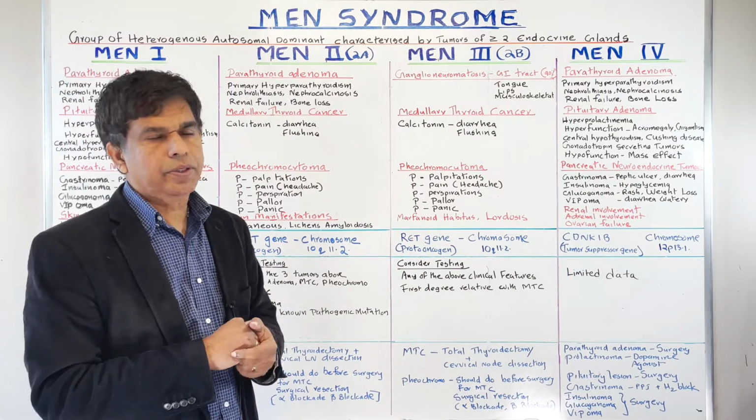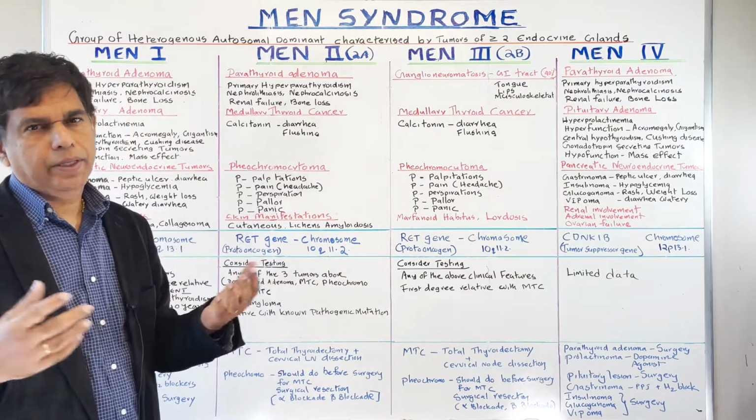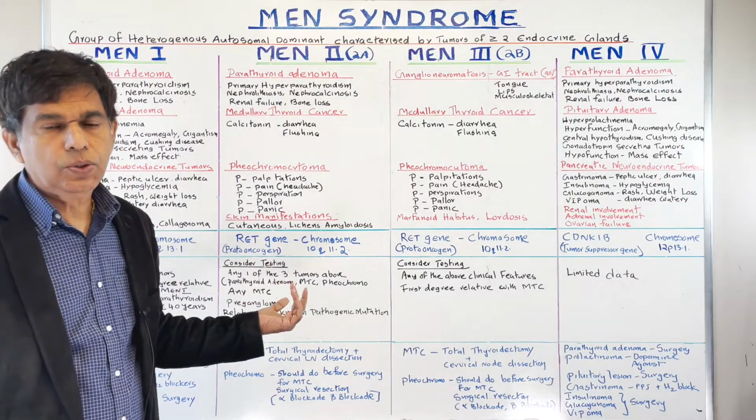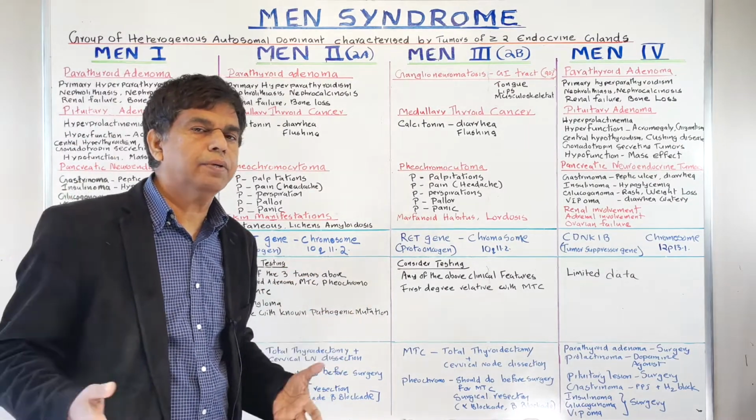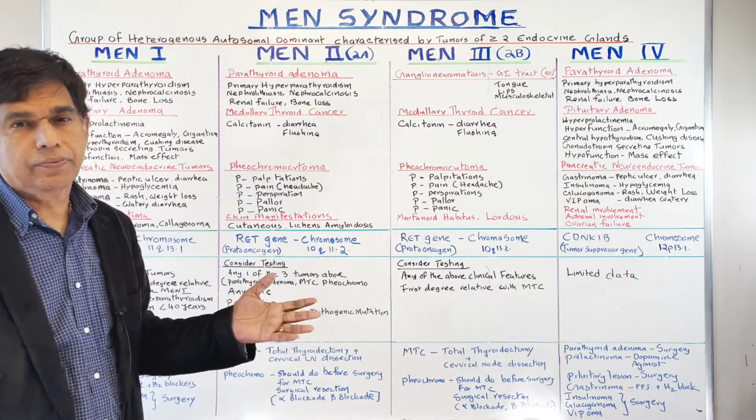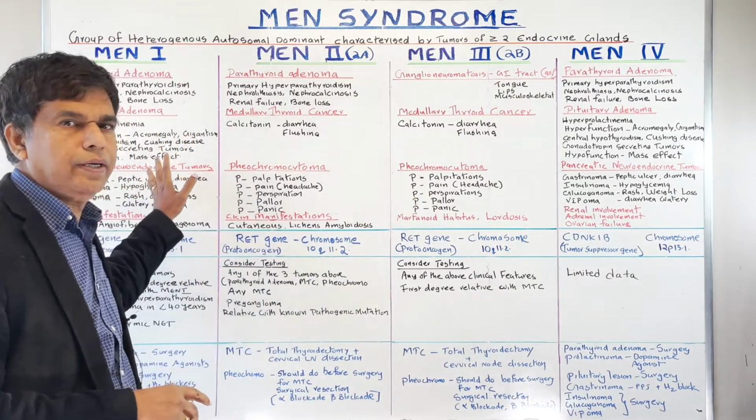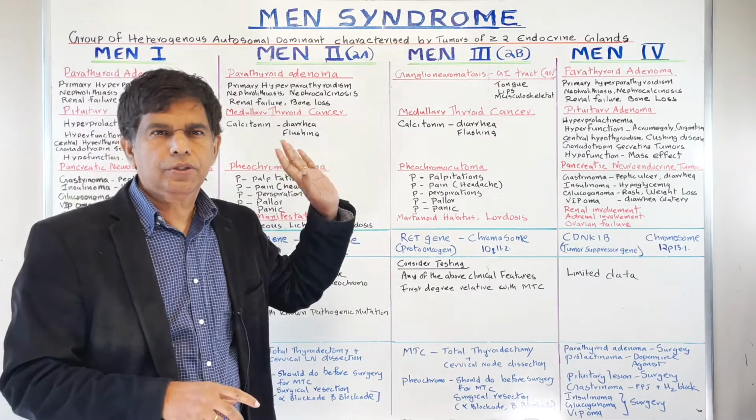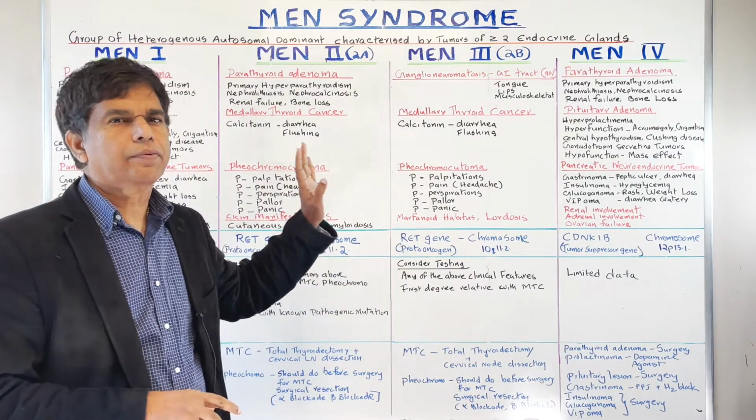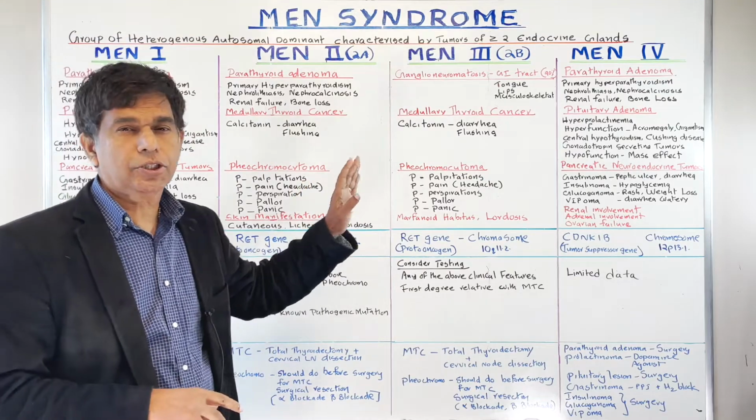First one is parathyroid adenoma. We have primary hyperparathyroidism, nephrocalcinosis, nephrolithiasis, renal failure, bone loss, and then you've got pituitary adenoma, just like over here, which is the one where you have to do the prolactinoma. You have to know hyperfunction and hypofunction.